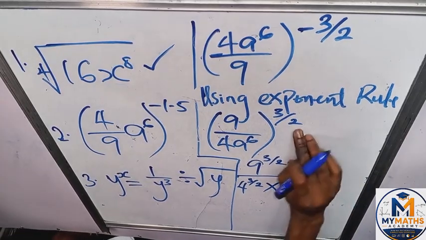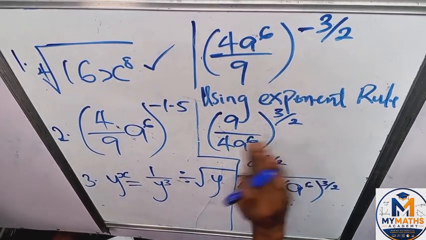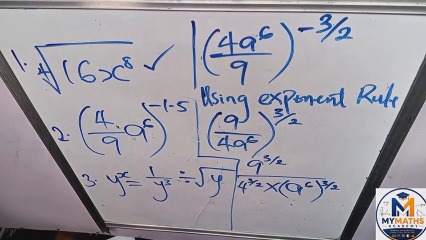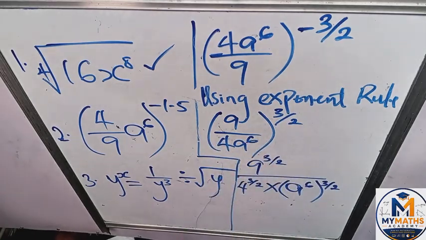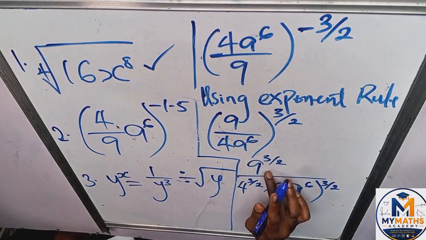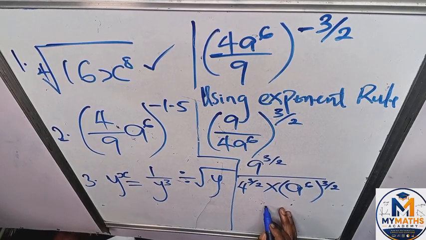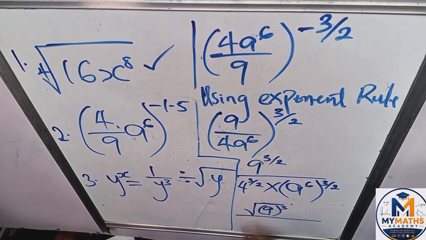Are we clear? So I simplify each of them separately, because this 3 raised to power 2 is affecting everyone that is inside the bracket. So coming to this now, 9 raised to power 3 all over 2 means the square root of 9 raised to power 3. Come to this one too, it means the square root of 4 raised to power 3.